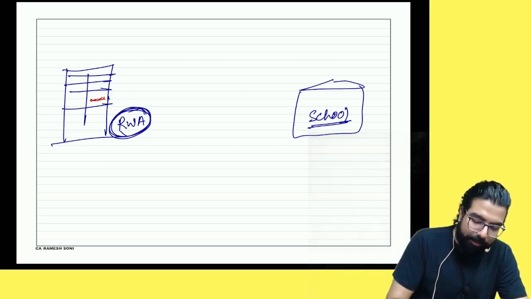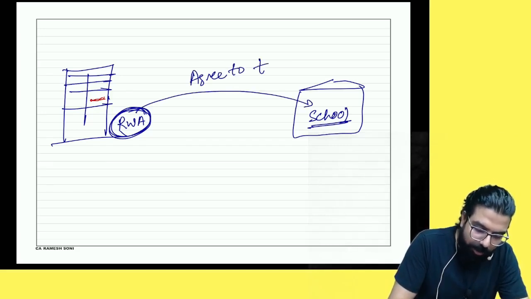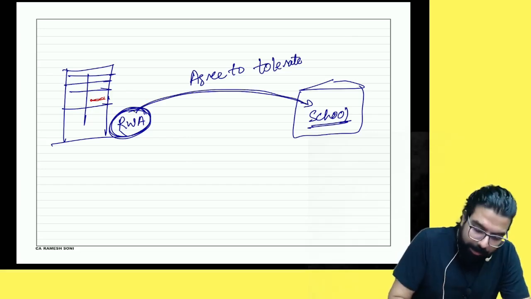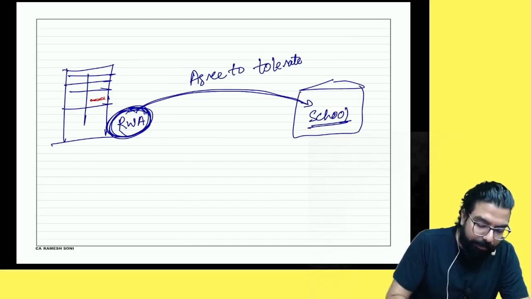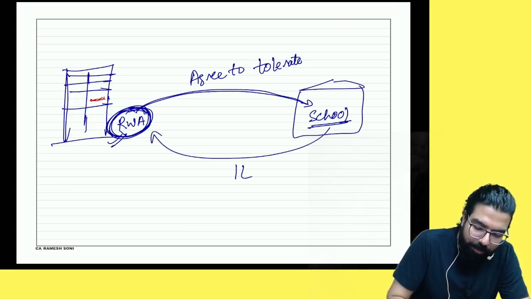School told, hey, agree to tolerate, sir, please. Your kids are only coming to our school. Agree to tolerate. The association told, okay. Association means the apartment association. They told, okay, we'll tolerate. But every month, we want 1 lakh rupees.